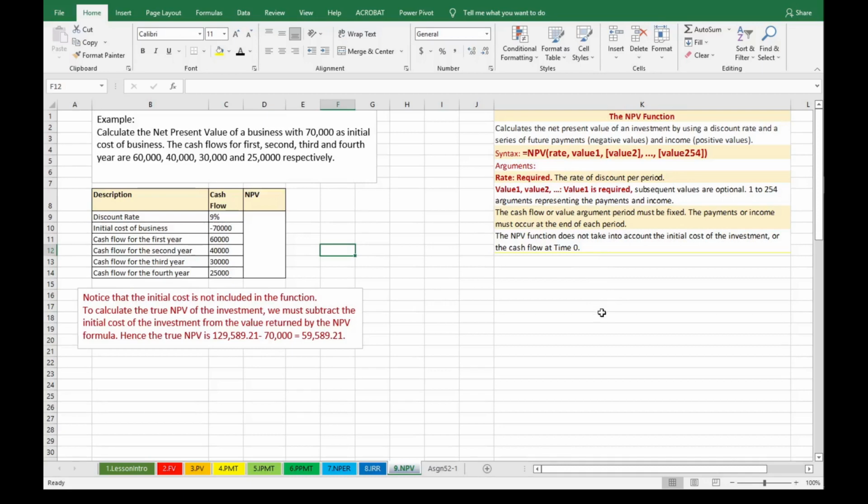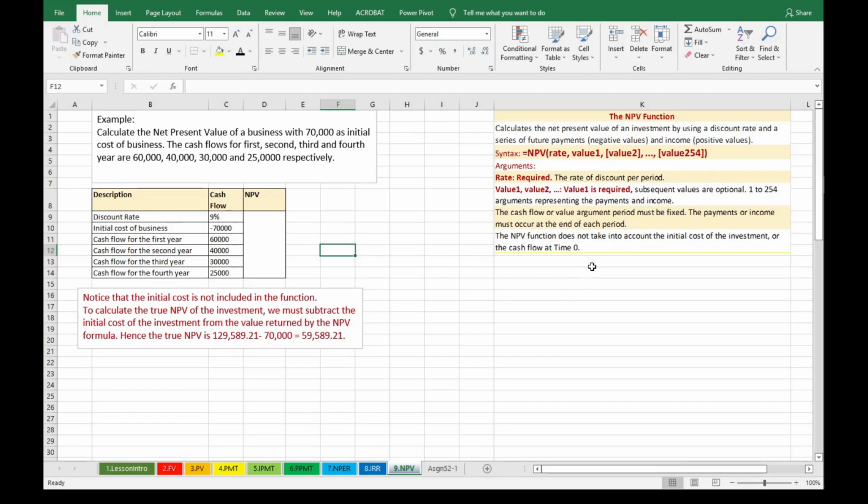Now let's look at the NPV function, or the net present value function. This function calculates the net present value of an investment by using a discount rate and a series of future payments and income. The syntax is equal to NPV. We have rate, which is the rate of discount per period. It is the required argument. Then value 1 is a required argument, and subsequent values, value 2 to value 254, are optional arguments. And the value argument represents the payment and income.